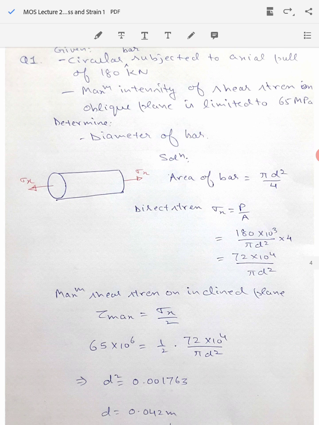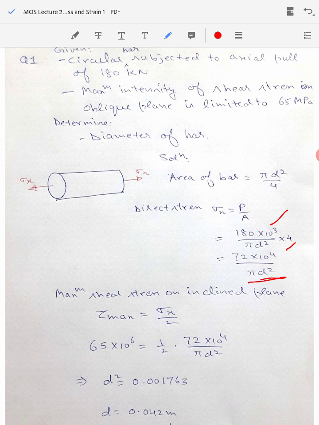So we know that the area of the bar is given by pi d square by 4. And the direct stress which acts, sigma x, will be given by load divided by area. So the load is given to you as 180 kilonewton, so it is 180 into 10 to the power 3 divided by the area of cross section, pi d square by 4. So that gives you this expression for the direct stress.